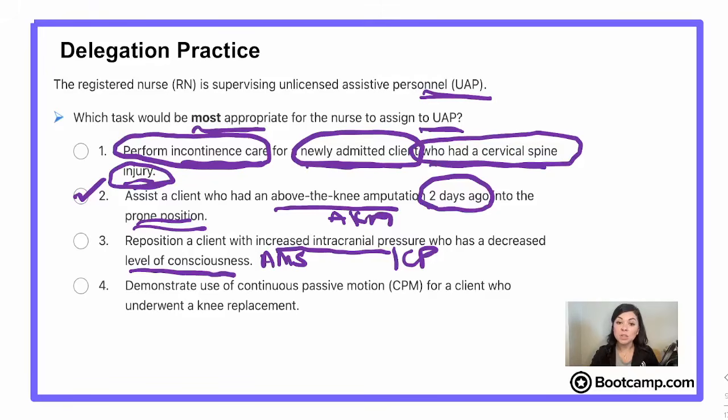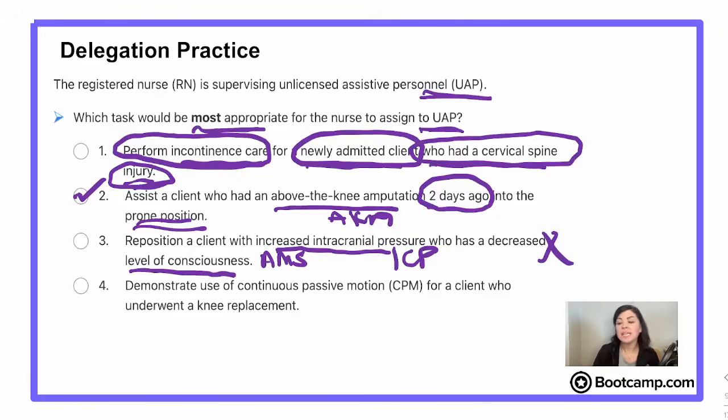So if that UAP, we already have the client looking really unstable because they're symptomatic. They have decreased level of consciousness. But then if they reposition them where that neck isn't neutral or the head of the bed isn't high enough, they can actually make that client's condition much worse. So I don't like that idea as something to delegate.